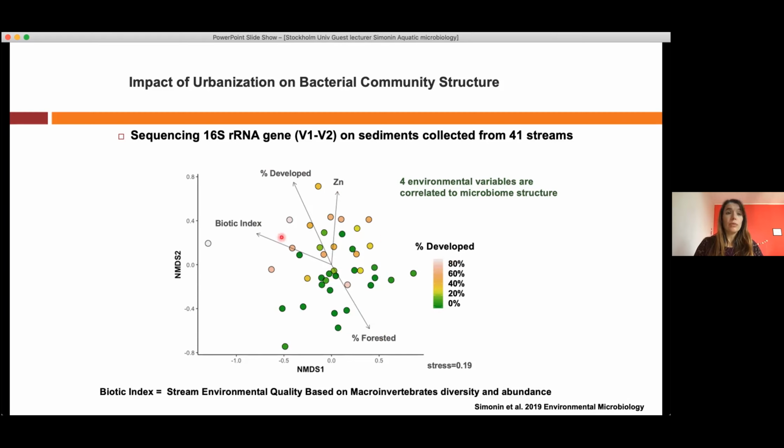And we've measured tons of variables on those streams, including physical and chemical and land use and so on. But we found that 4 variables were really correlated to the distribution of the bacterial community. They were the percentage of forested land in the watershed, the percentage of developed land, the concentration of zinc in the sediment, and a biotic index. The biotic index is a stream environmental quality index that we measured based on macroinvertebrate diversity. So it's what is classically used to assess the water quality in a stream. And so we then used, for a TITAN analysis, the threshold indicator taxa analysis, those 4 different environmental variables to identify our indicator taxa.